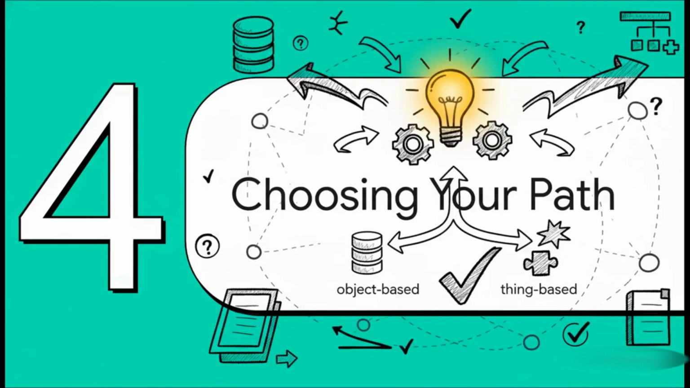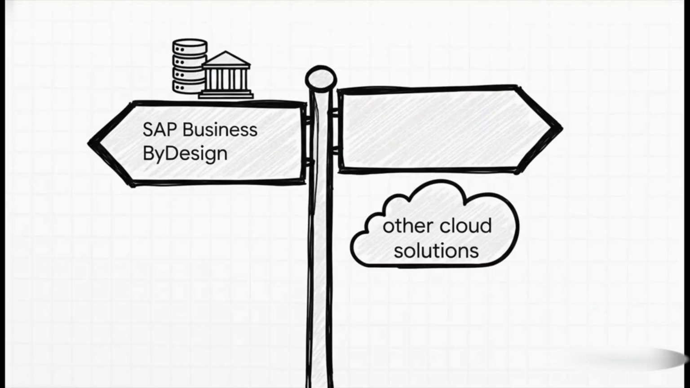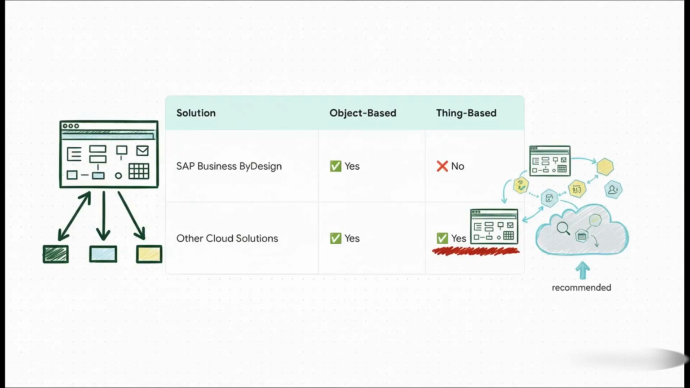Okay, so we've covered a lot. With all of that in mind, how do you actually make the final call? Let's put it all together and give you a simple framework for choosing your path. Now, while all the things like user experience and technical features are super important, the single biggest factor, the one that might make the decision for you, is the SAP solution you're building for. Seriously, your hands might already be tied. This table lays it out perfectly.